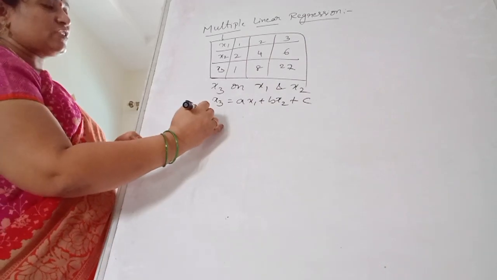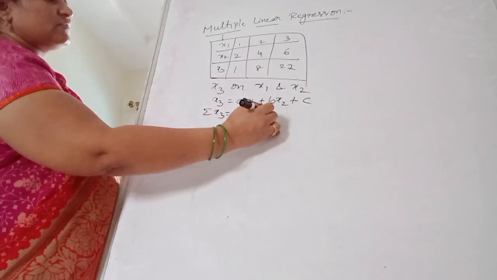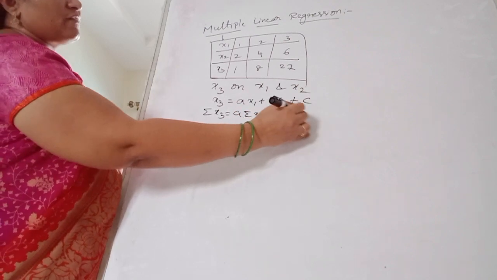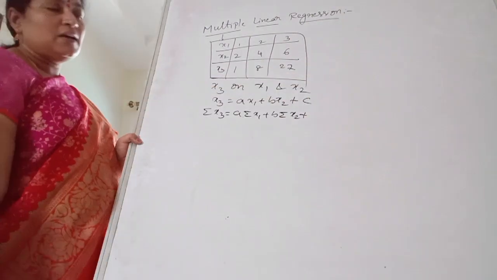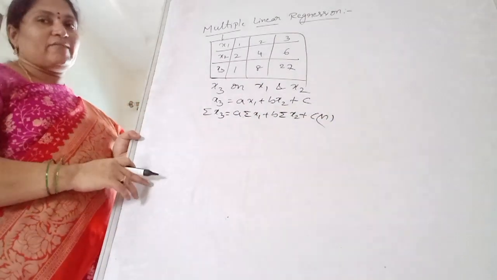First, take the summation on both sides. Summation of x3 is equal to a into summation of x1 plus b into summation of x2 plus c into summation of 1, that is c into the number of observations. That is one of the normal equations.